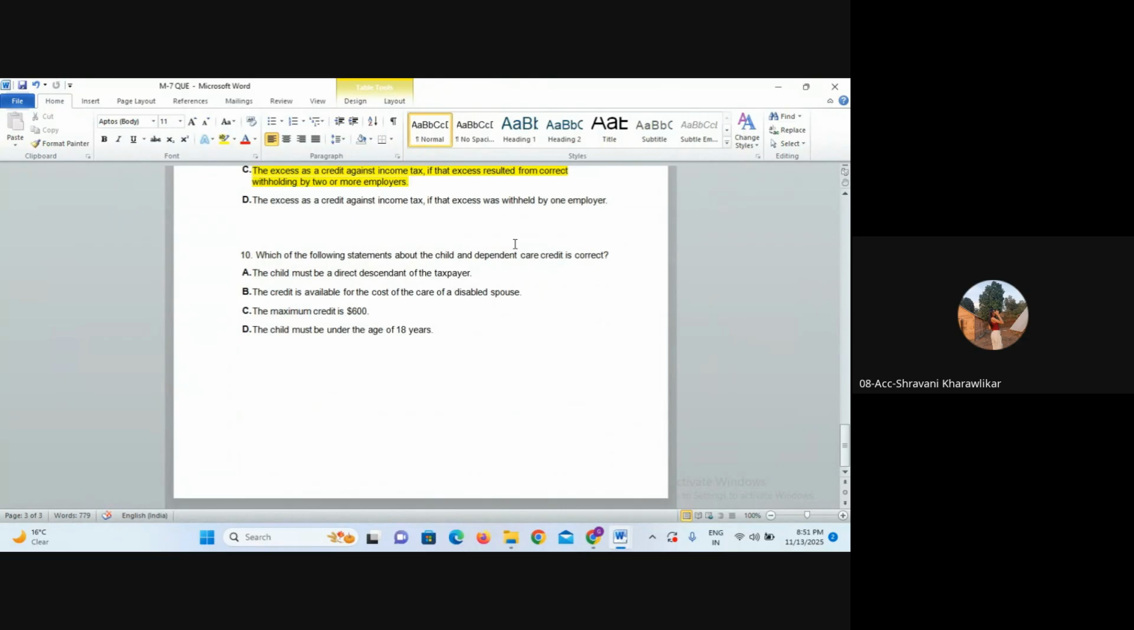Ma'am, option B, the credit is available for the cost of care of a disabled spouse. Yes, correct. Correct answer should be B. It is available for the expense of care of any dependent or a disabled spouse. The age limit is 13 years, not 18 years. Okay, so correct answer should be B.